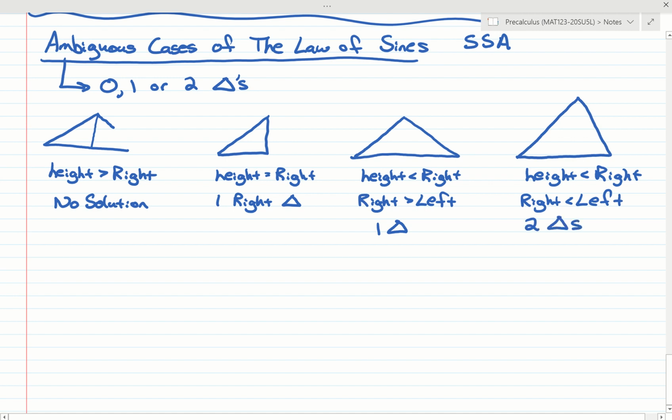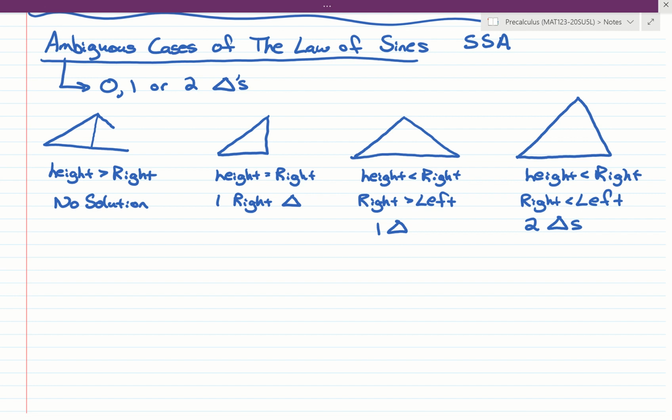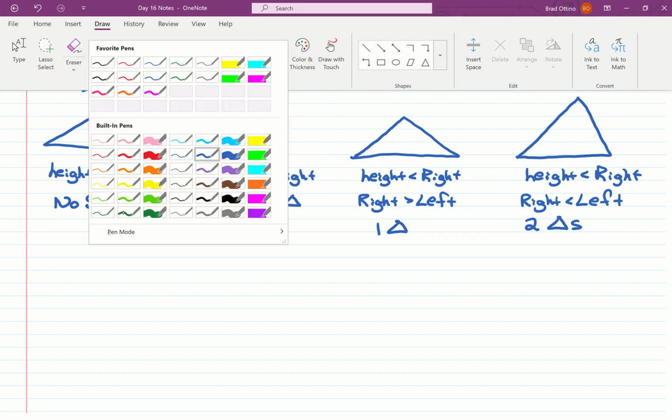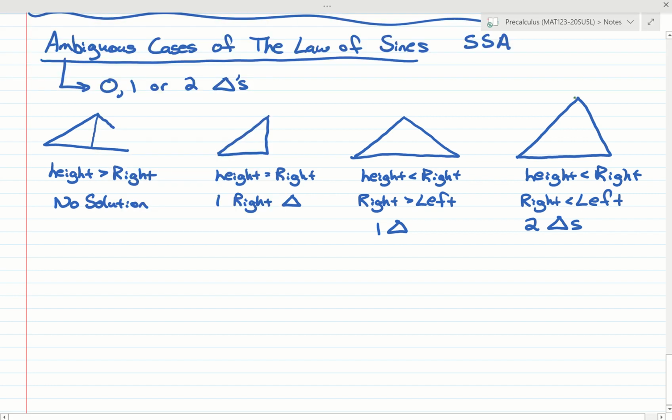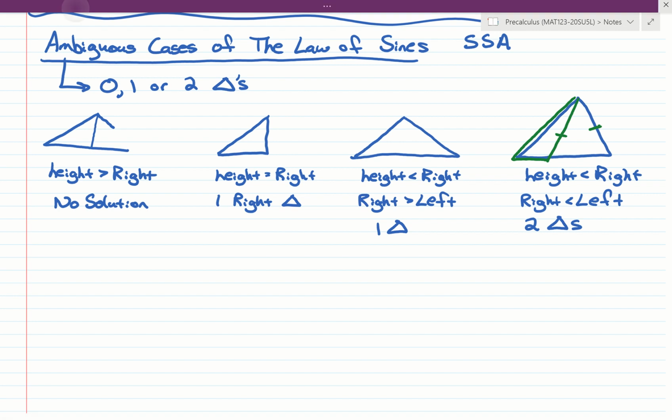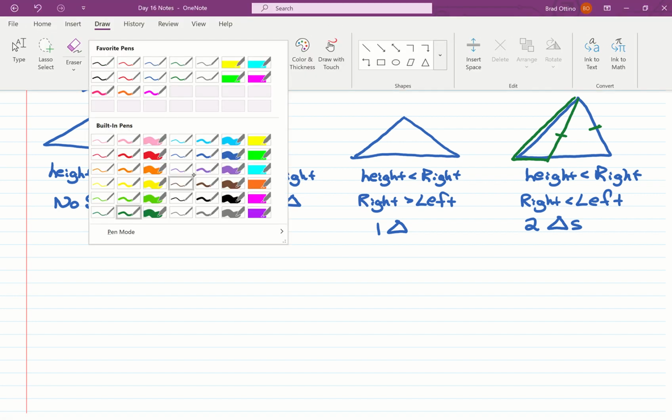One triangle would look like that blue one, and one triangle would look like this. This side stays the same. This angle would be the same. But instead of drawing this side over here, we could actually draw it so it connects like that. So let's take a look at some examples of ambiguous cases.